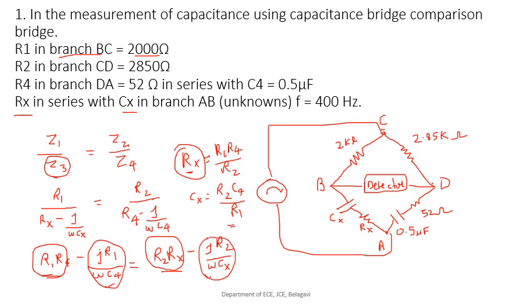Then you have to substitute. R1 value is 2 kilo ohms, R4 value is 52 ohms, then R2 value is 2.85 kilo ohms. So you substitute that, you will get Rx. For Cx, you have to substitute the value of R2, 2.85 kilo ohms, C4 is 0.5 microfarad, and R1 is 2 kilo ohms.